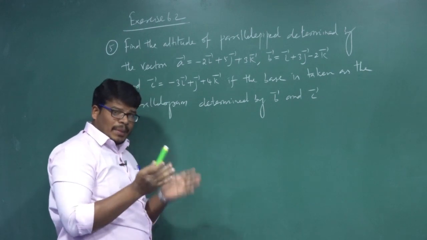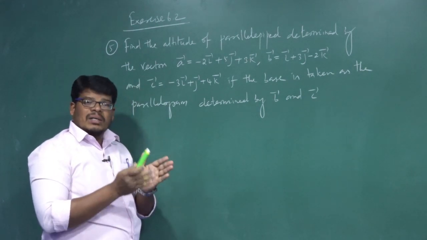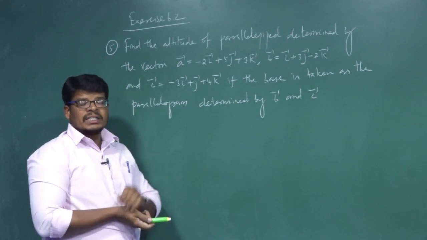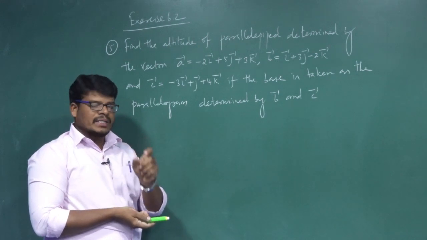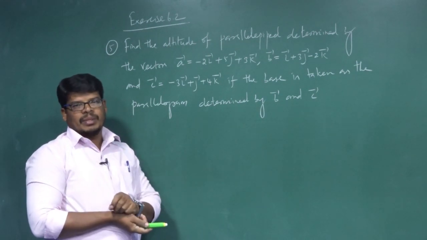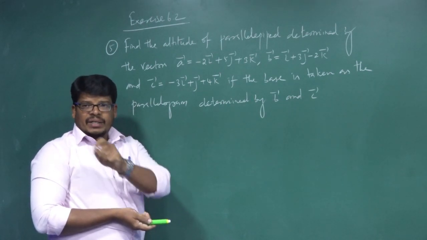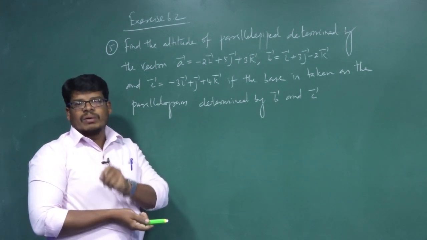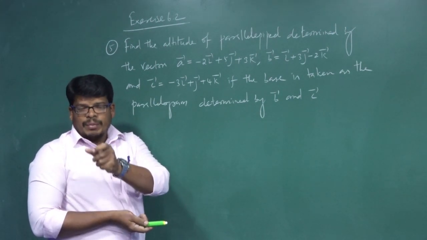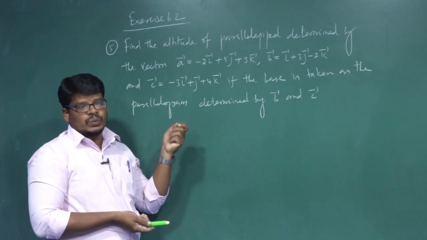The area of the base parallelogram is the modulus of B cross C. The volume of the parallelepiped is base area times altitude. So the altitude equals the volume of the parallelepiped divided by the base area.